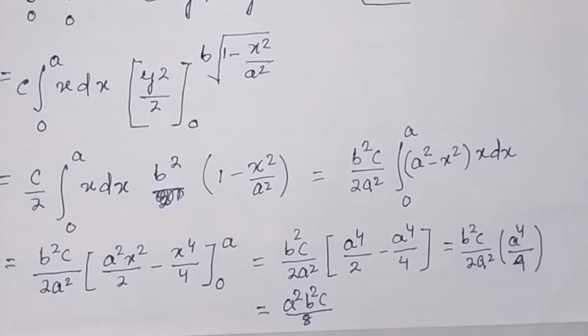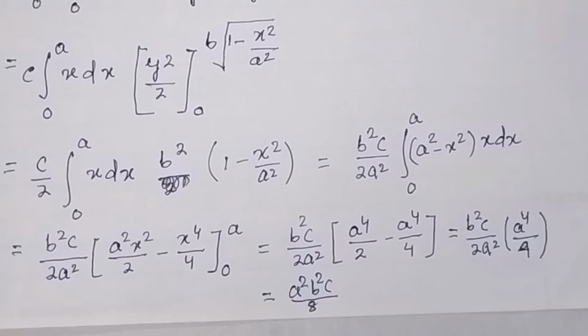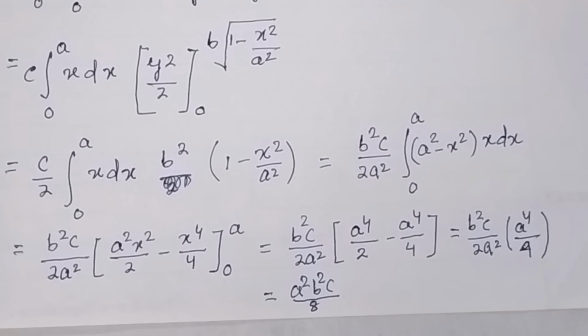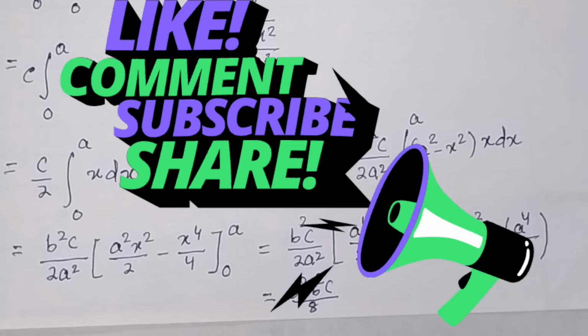So this is the mass of the plate, which is in the form of a quadrant of the given ellipse, whose density function is given by rho equal to c into xy.